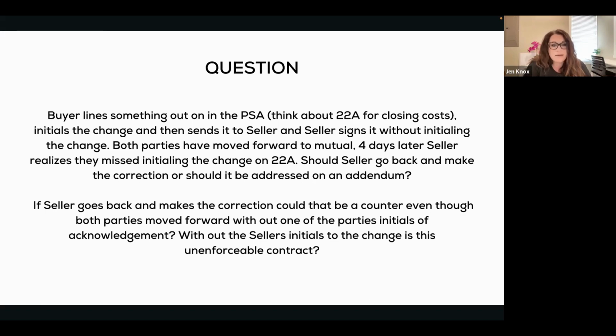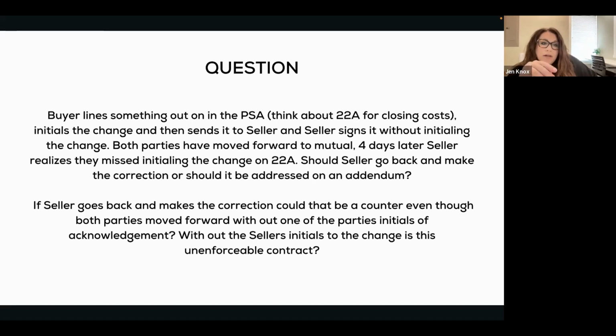Should the seller go back and make the correction, or should it be addressed in an addendum? And if the seller goes back and makes the correction, would that be a counter, even though both parties moved forward without one of the parties initialing the acknowledgement, and then without the seller's initials to change this? Is this an unenforceable part of the contract? So think about that term.